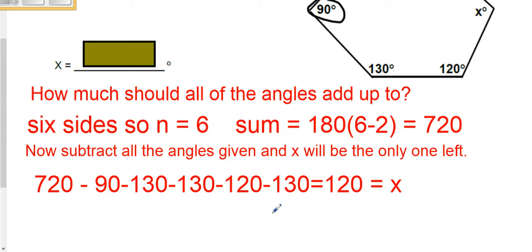So that leaves us with 120 degrees after we do all that subtraction. So the x, that angle there, equals 120. Okay. Let's see what's next.